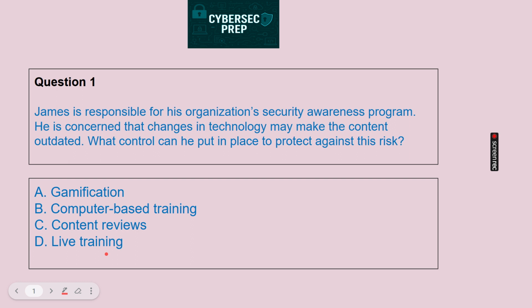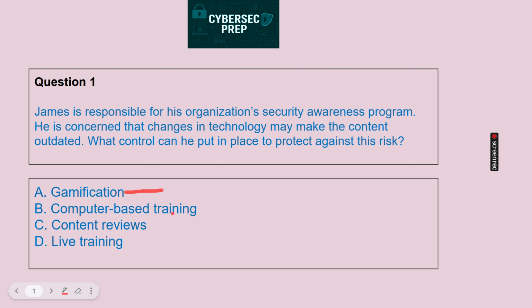So let's look at the options. Gamification. Gamification is a technique which is used to enhance the participation for the training. So basically, it adds some video elements, some graphics, right? It's a technique to ensure that the participants are engaged. So this option does not look relevant to this question because the question is asking how do we ensure that the content remains relevant and updated. So let's park this option for now. Let's move on to the next option.